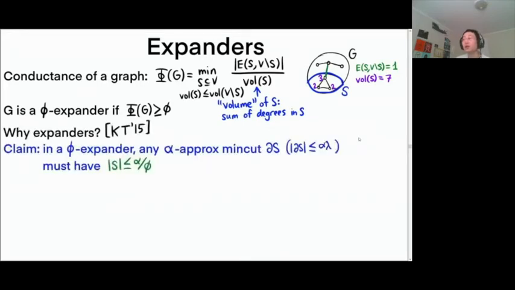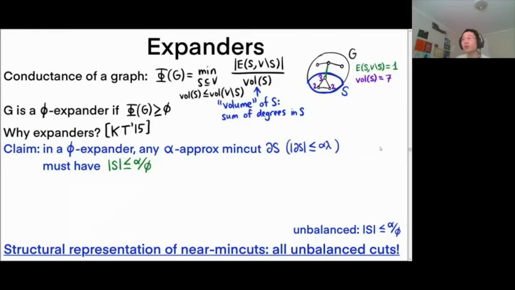Now, why expanders? The result of Goranci and Thorup showed, in their near linear time deterministic mincut for simple graphs, the following crucial connection between expanders and mincuts. In a phi expander, any alpha approximate mincut must have essentially a small number of vertices in its smaller side. Here we define an alpha approximate mincut as a cut of size at most alpha times lambda, where lambda is the mincut. Let's define S to be the smaller side of the cut. We must have that this side has at most alpha over 5 vertices.